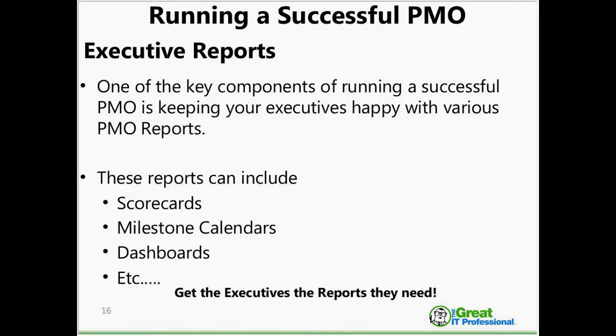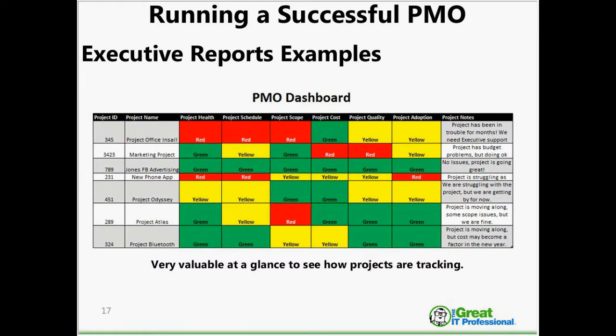I put together some reports I want to show you that I think would be a great starting point. The first is a PMO dashboard. I love this report. This is a report I've used for years. I strongly suggest you get this set up. Very simple, very easy. You've got your project IDs, you've got your names, you've got your 6 critical components: your health, your schedule, your scope, cost, quality, adoption, some notes about the project, you've got lots of colors, you've got the text, but your executives are going to zero in on the colors, they're going to look at the reds, look at the yellows, and they're going to know right at a glance where to zero in on.